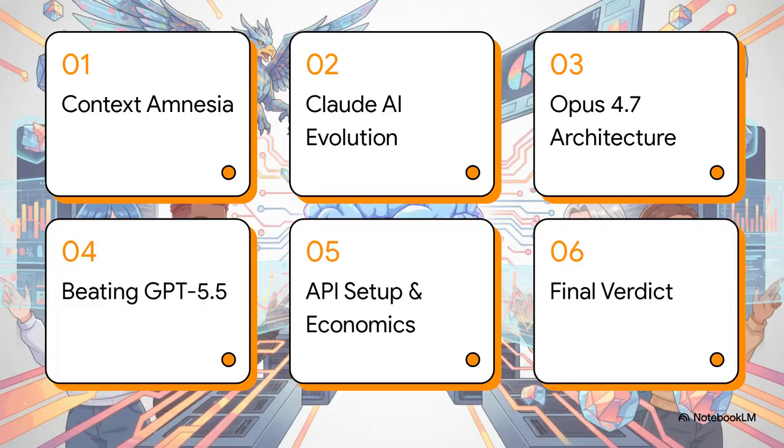So, here's our roadmap for optimizing those developer workflows. We'll kick things off with the context amnesia problem, track the evolution of Claude AI, and then peek inside the Opus 4.7 architecture. After that, we'll hit the benchmarks, beating GPT 5.5, look at the API setup and economics, and finally, wrap up with the final technical verdict.